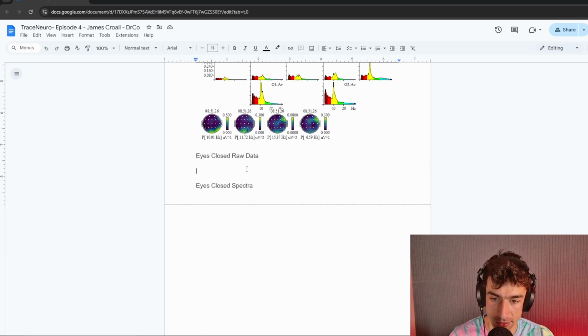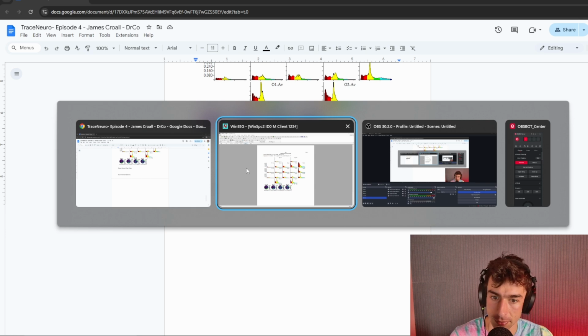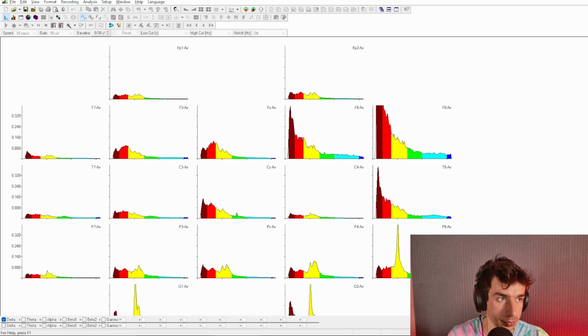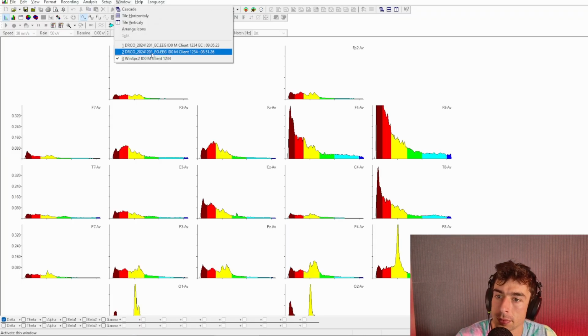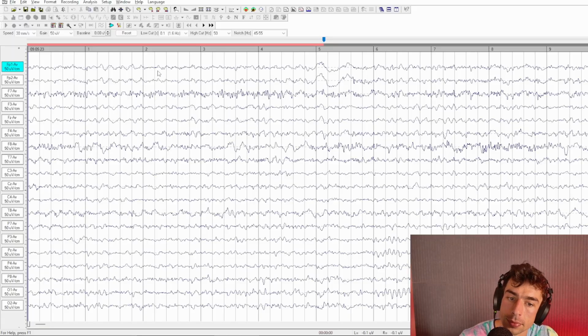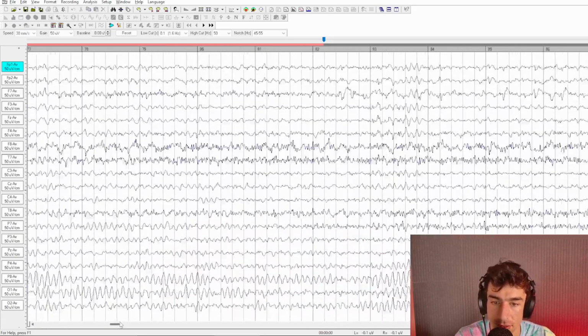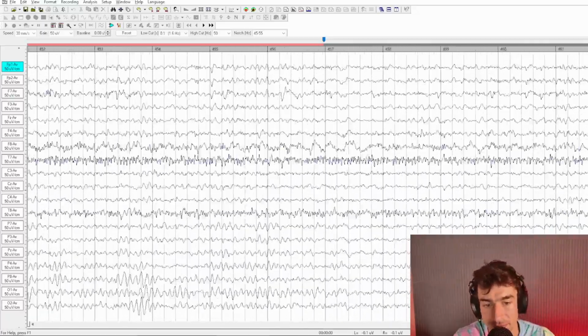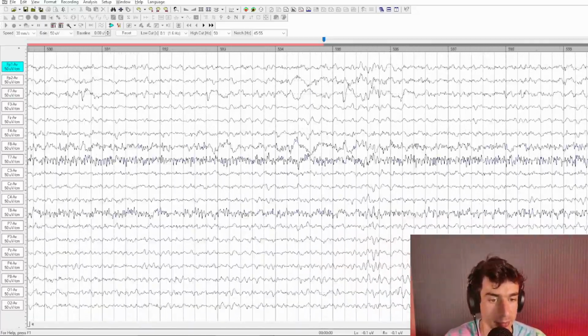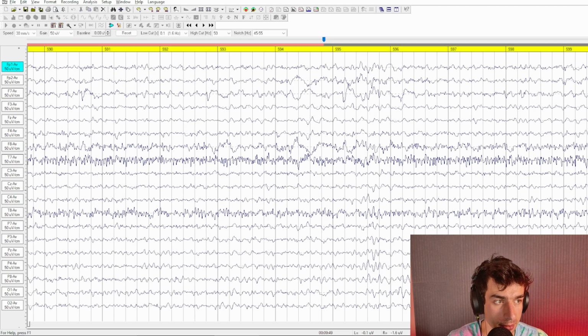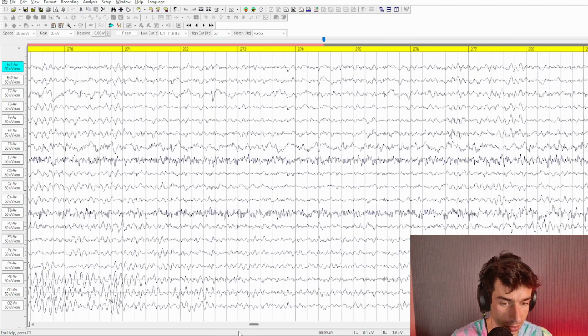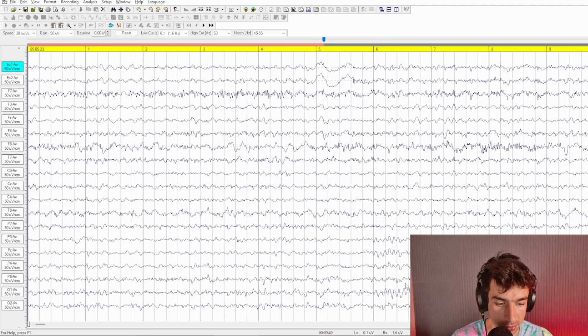Let's take a look at the eyes closed. Similar jaw tension. This time, we'll try to remove it and see what that does. And then go back and look at what we find. Although already I'm seeing some of this faster stuff, which is interesting.